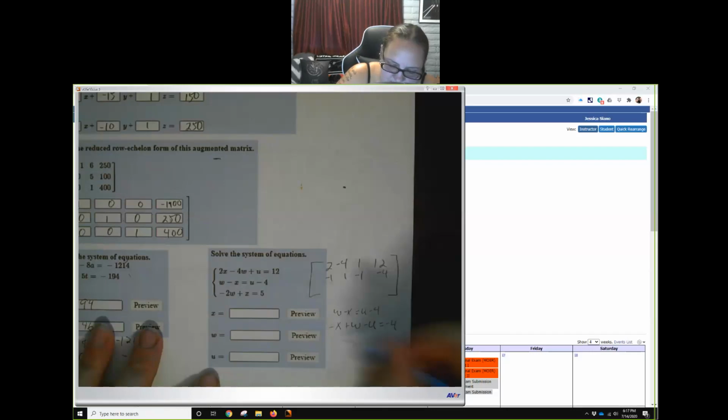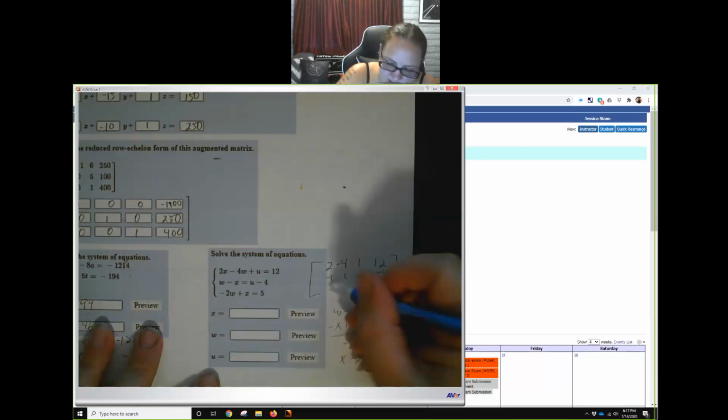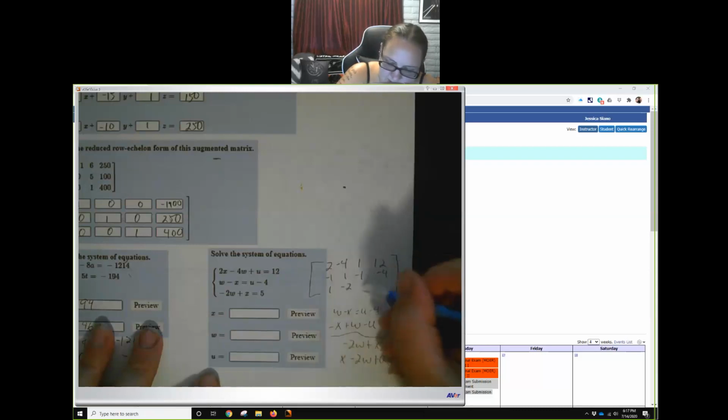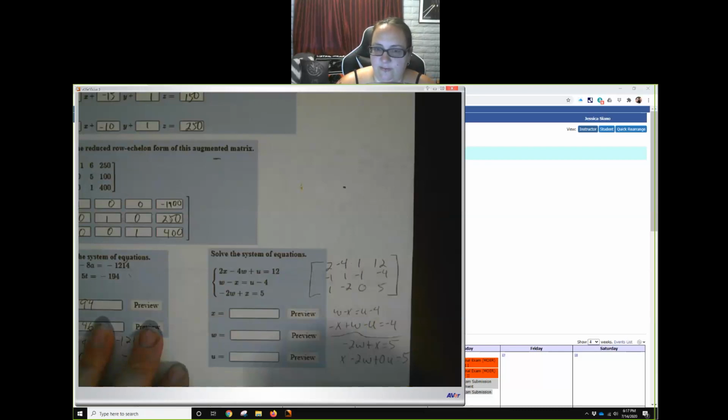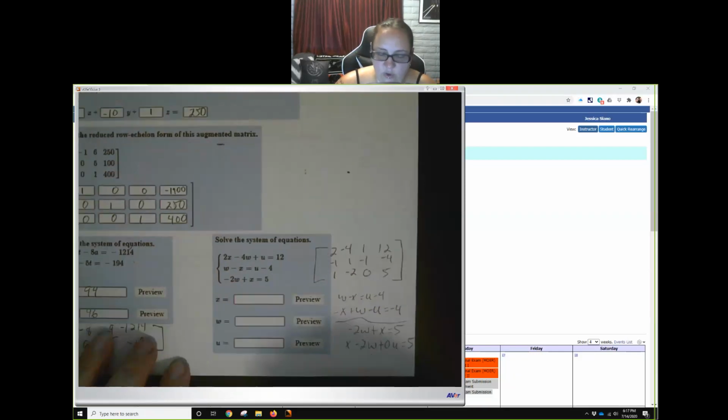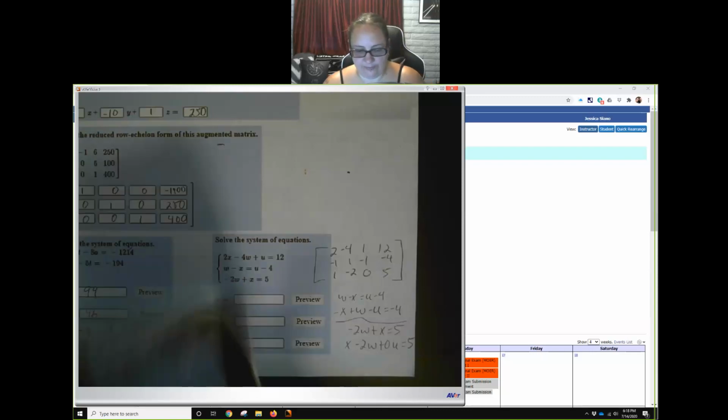And then the same thing for the second one. -2W plus X equals 5. So it would be X minus 2W. There are no U's. So it would be 1, negative 2, 0, 5. Now, if you went XUW, if you went WXU, it doesn't matter as long as you are consistent in all three of your equations. Okay?